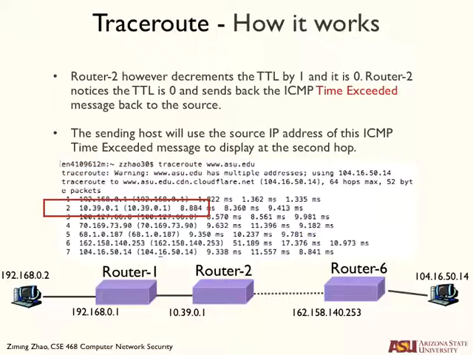So the Traceroute program will keep doing this until it gets a message back from this destination. Why will this destination give a message back? Because this is an echo request, and the destination is supposed to give an echo reply back. So this is how Traceroute finds a possible route between a host and a destination.